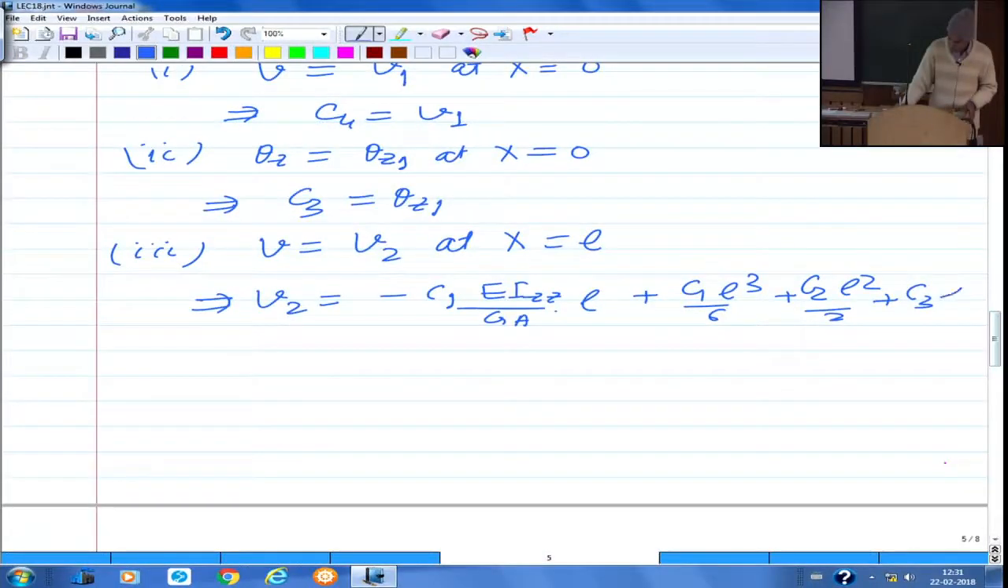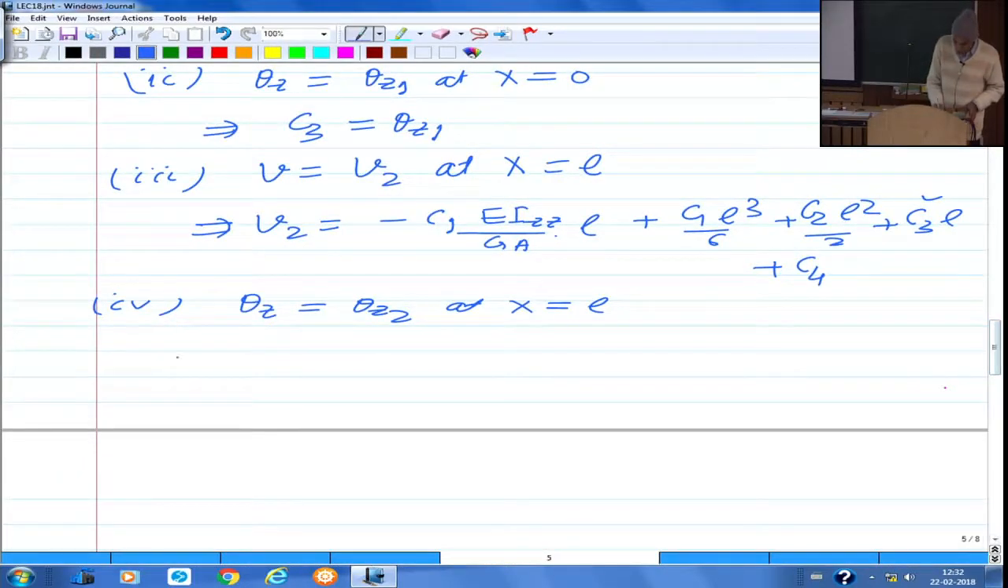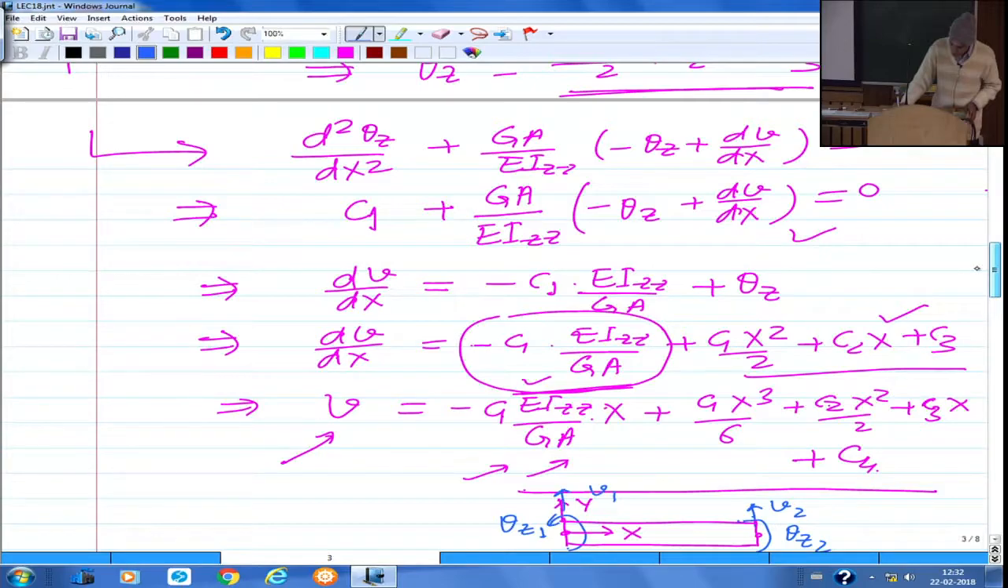The last equation for C1 and C2 would be theta z is equal to theta z2 at x is equal to L. What we are doing is, once we understand what form of polynomial to be taken for V and theta z, the rest is a mechanical process, a standard procedure of finding shape functions in terms of the coordinates and expressing the interpolation in terms of values of the variable at node points. So theta z is equal to theta z2 will give you another equation: you substitute here, C1 L square by 2 plus C2 into L plus C3.